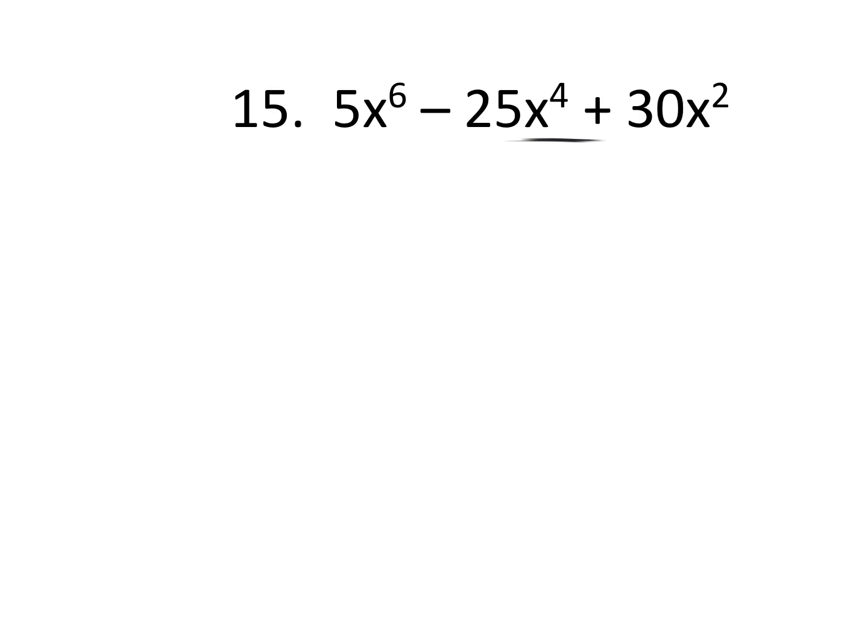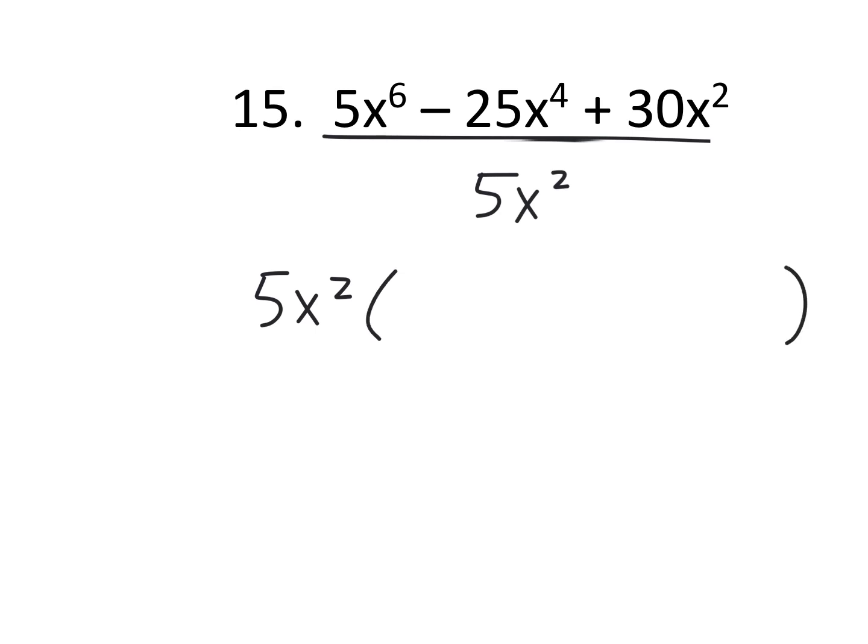5, 25, and 30 all divide by 5. And you can also take out x squared. Okay, so make sure you don't get rid of your GCF. You just put it out in front. And then we'll divide it. Tell me if this sounds right. X to the 4th minus 5x squared plus 6.